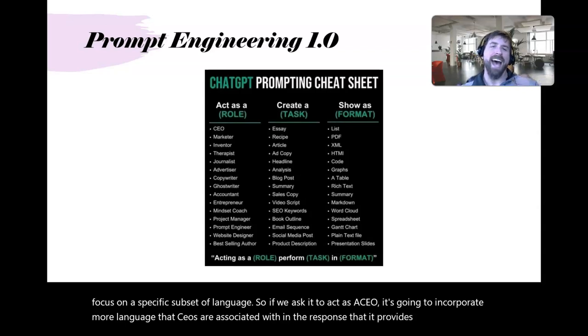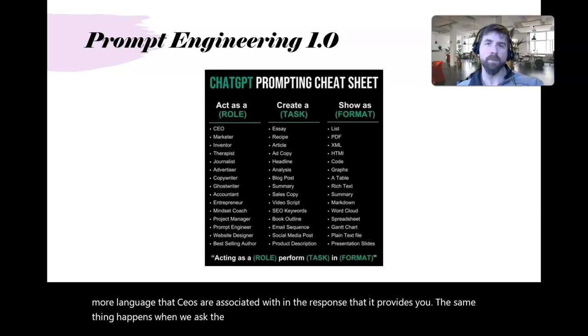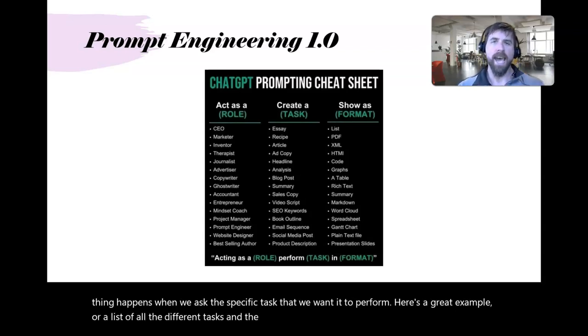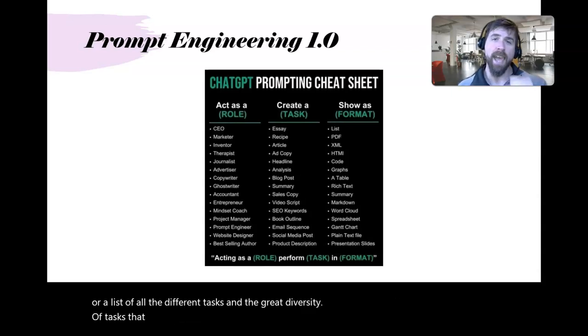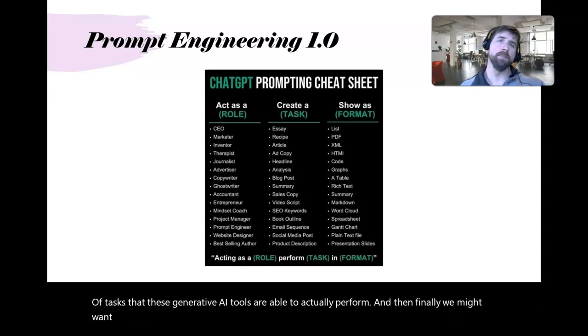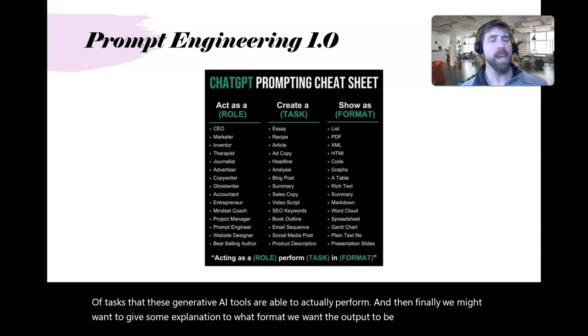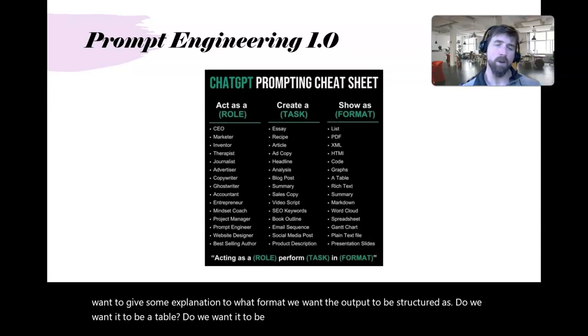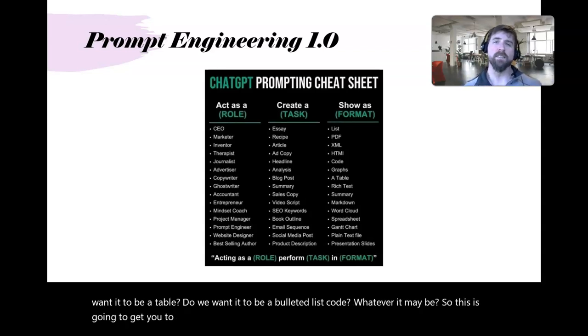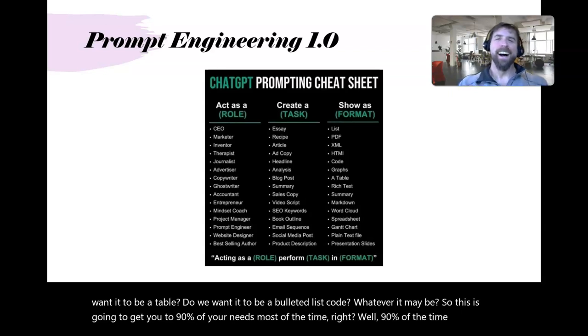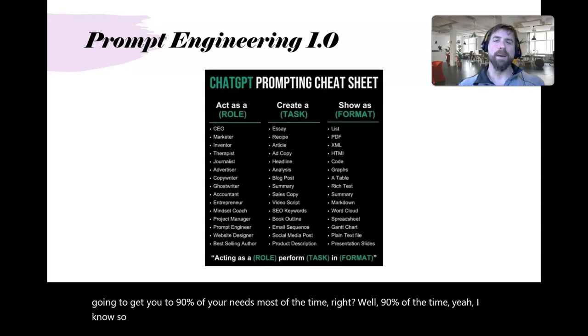The same thing happens when we ask the specific task that we want it to perform. Here's a great example, or a list of all the different tasks and the great diversity of tasks that these generative AI tools are able to actually perform. And then finally, we might want to give some explanation to what format we want the output to be structured as. Do we want it to be a table? Do we want it to be a bulleted list, code, whatever it may be? So this is going to get you to 90% of your needs most of the time, right? Well, 90% of the time. Yeah, I know. So it's useful to think about simple prompt design.